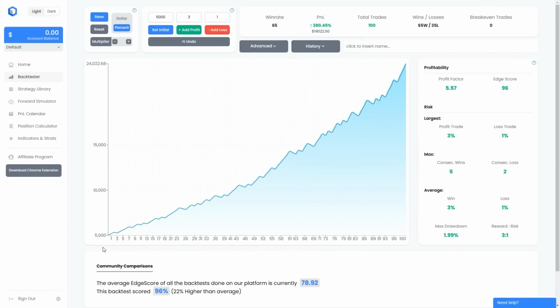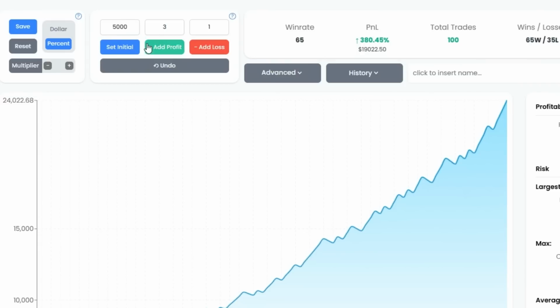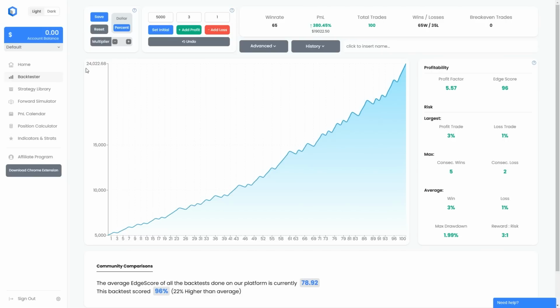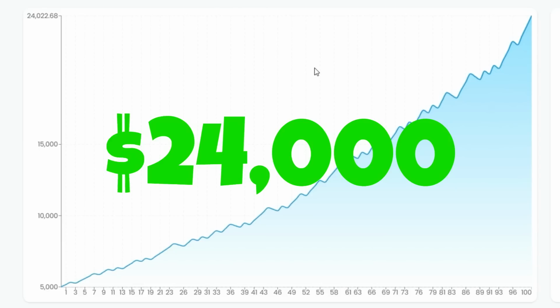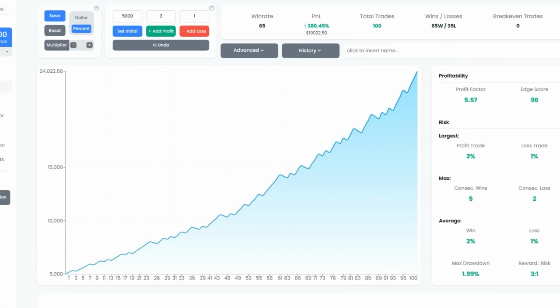Okay, so I have now backtested this strategy and you can clearly see how impressive the results are. We went for a profit target of 3% and risked 1% per trade. We also started with a balance of $5,000 as that is the smallest prop firm funded account you can get with MyForexFunds. But we managed to turn $5,000 into $24,000, which is absolutely crazy.